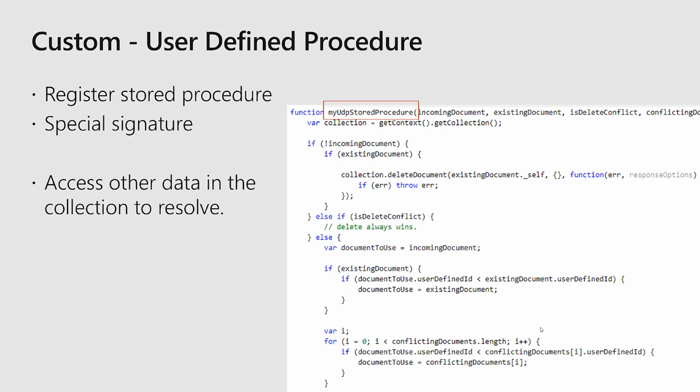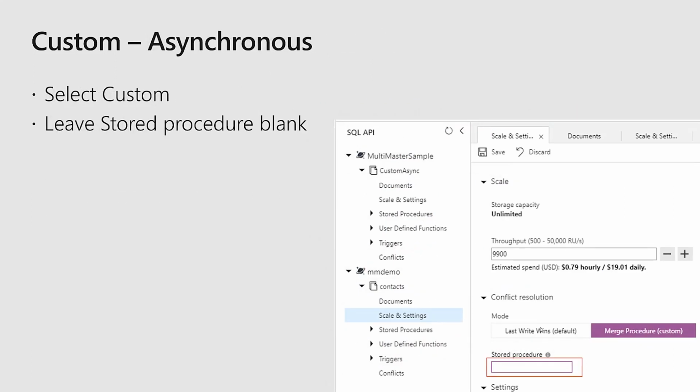Here I have an example where I have a user-defined function and I'm using the same user-defined ID to pick the winner. In addition to the custom with the user-defined procedure, we also have a custom asynchronous or a custom manual.